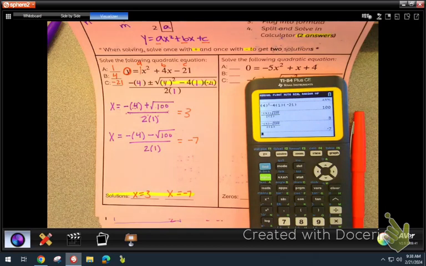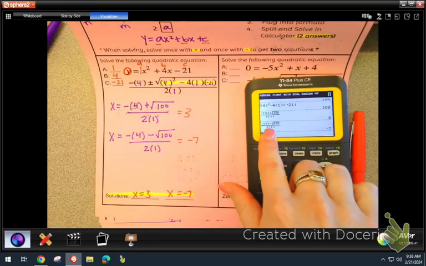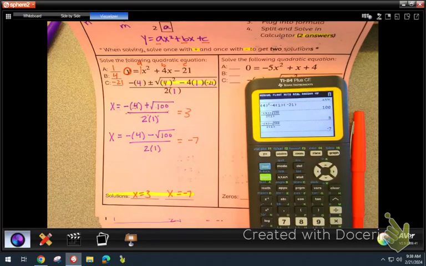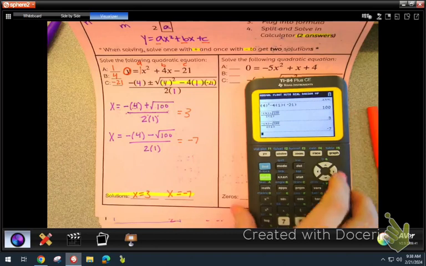Yes? For the second equation, how did you get -7? I changed everything; it was the same except it was a minus square root 100. How did you add the minus? I copy and pasted it. He can help you. Okay? All right, let's try the next one.